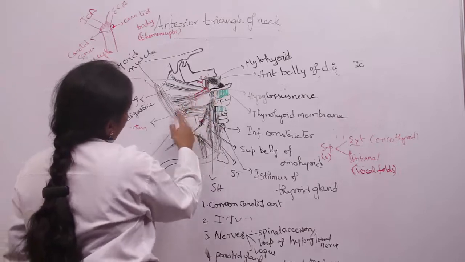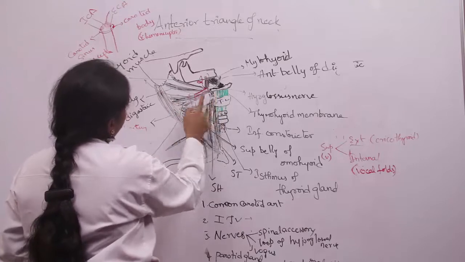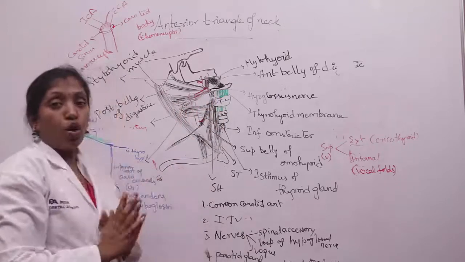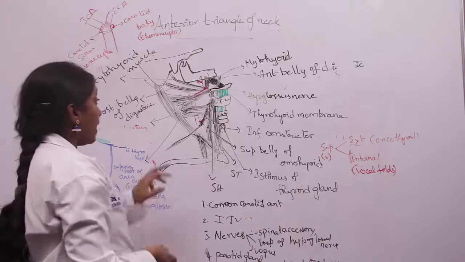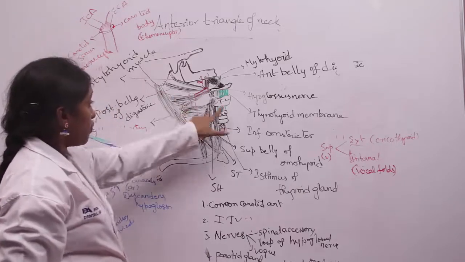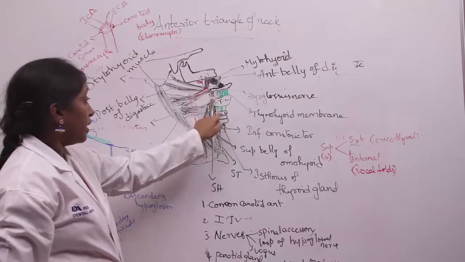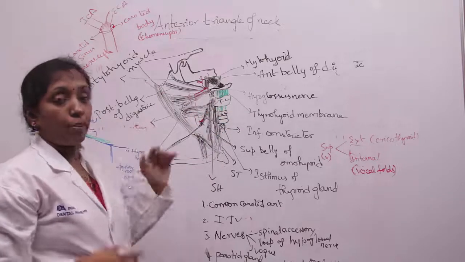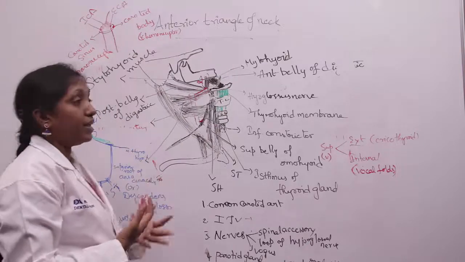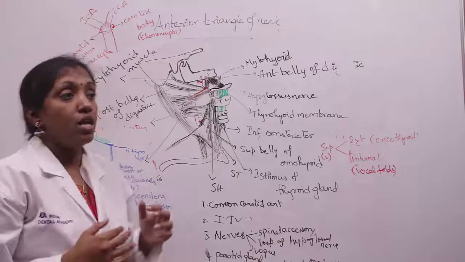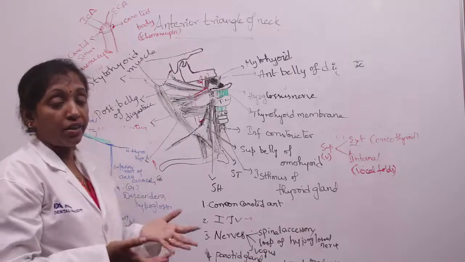middle constrictor and inferior constrictor. The middle constrictor and the inferior constrictor go onto the backside of the pharynx and are inserted in the pharyngeal raphe there. The inferior constrictor arises from the oblique line of thyroid cartilage and cricoid cartilage, and it also goes to the posterior part of the pharynx. The three constrictors, superior, middle, and inferior constrictors of the pharynx, go to the backside of the pharynx and are inserted over there.